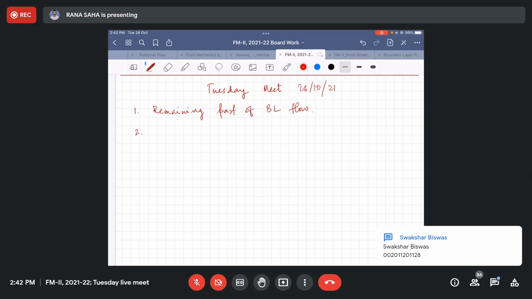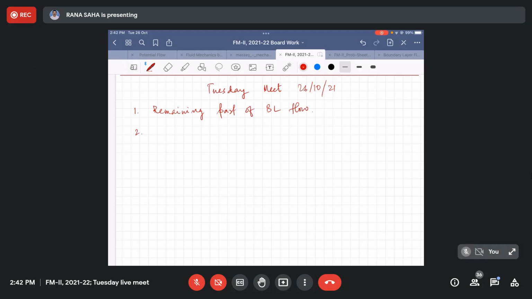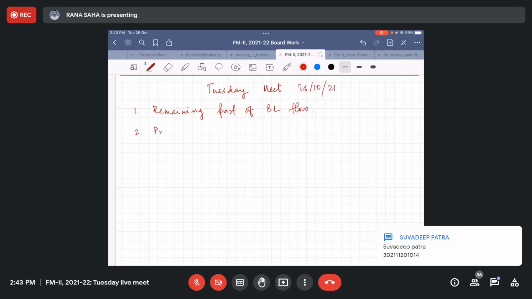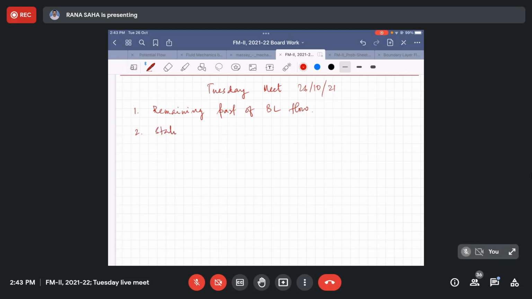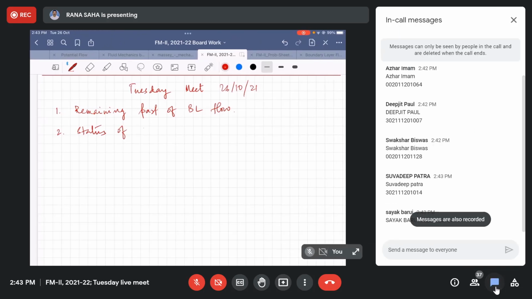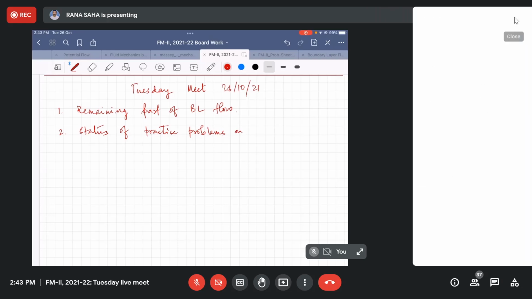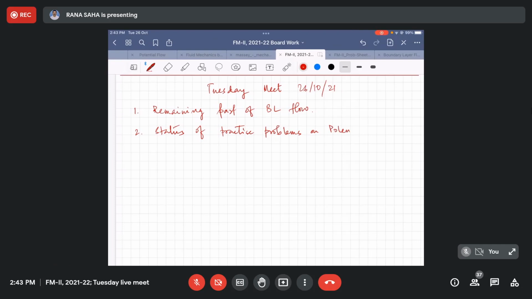So I need the follow-up, I mean the status from you regarding this problem sheet. Okay. Status of practice problems on potential flow, right?